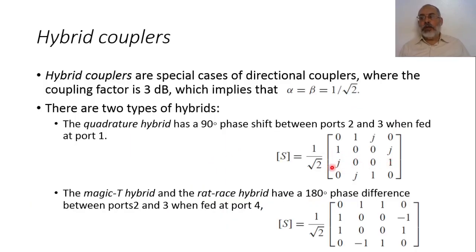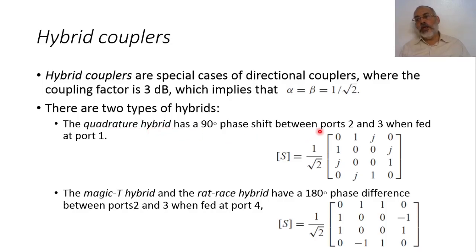And in a similar way, S31 is j, S32 is 0, S33 is 0, S34 is unity, which was actually alpha. All of them are multiplied by 1 over square root 2. And in a similar way, S41 is 0, S42 is j, S43 is unity, S44 is 0. This actually is a scattering matrix of the quadrature hybrid coupler with a phase shift of 90 degrees.